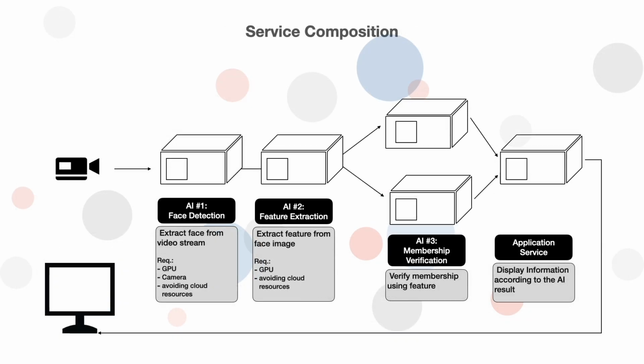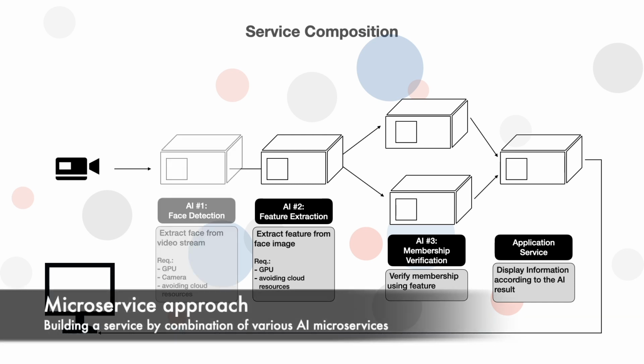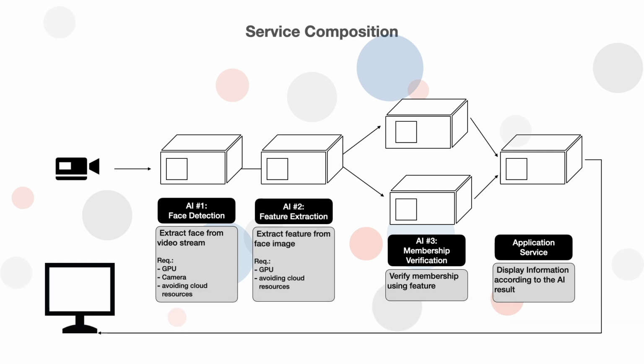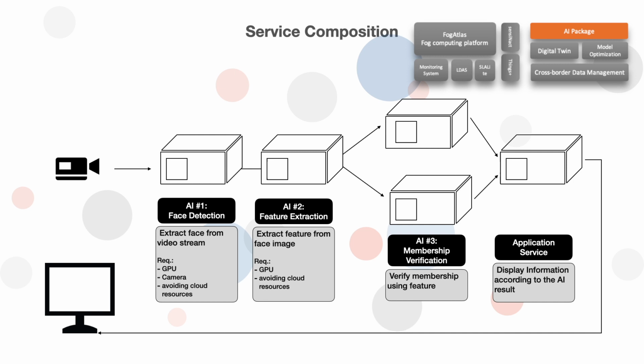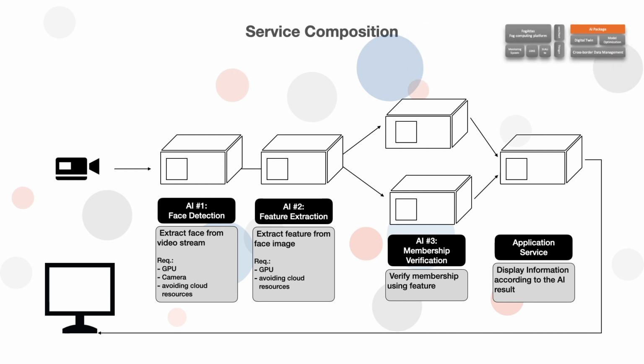And in this example, we're going to compose the service with 3 AI models. The first AI model will find the faces from the received video. The second AI model will extract features from detected faces for comparison, and the last AI model will do the comparison to find the affiliation of the person. Decenter provides a Decenter AI package, which enables building an AI microservice from an AI method. The 3 AI microservices are built with this Decenter AI package.